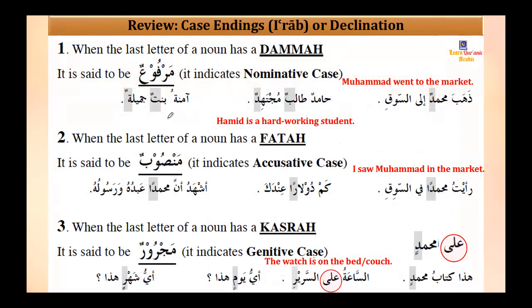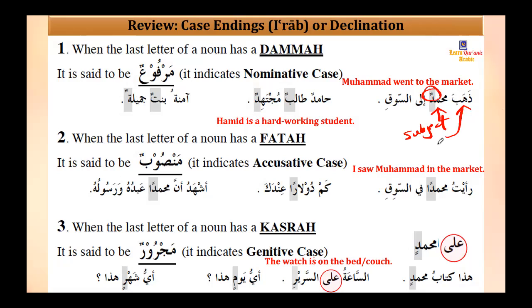All right, so let's look at the marfu' case. Marfu'un, we said, always has a dhamma in it. It could be a tanween dhamma or a single dhamma. It's indicative of marfu'un. So in this case, Dhahaba Muhammadun ila suqi. Muhammad is the subject of this verb. Dhahaba, going, he went. So who went? Muhammad went. That's why it is in a marfu' case.